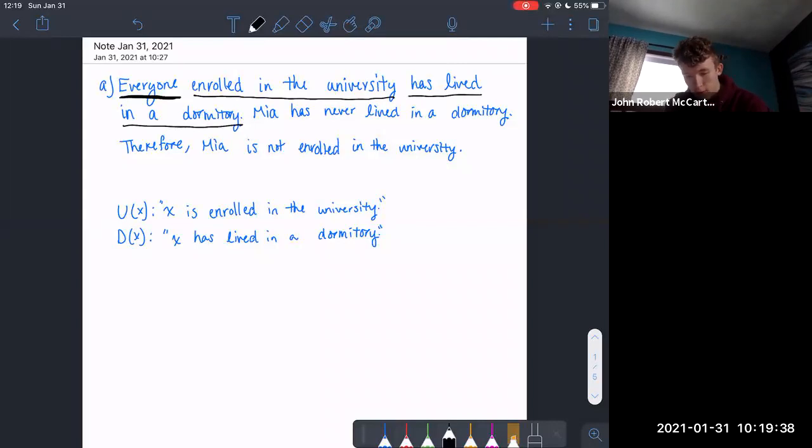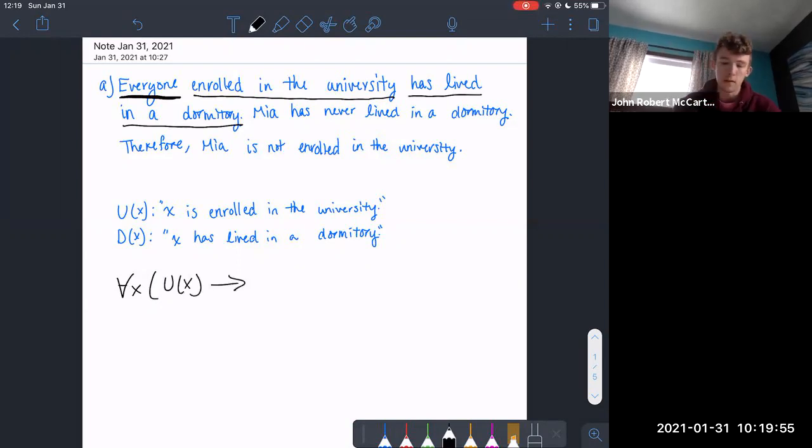All right, so translating this first English sentence into a logical expression, we have "everyone." So this is going to be our universal quantifier, for all x. So everyone enrolled in the university, that's our u of x. Now I'm going to choose to use the implication arrow here, and I'll explain why I chose the implication here. So everyone enrolled in the university has lived in a dormitory, which is our d of x.